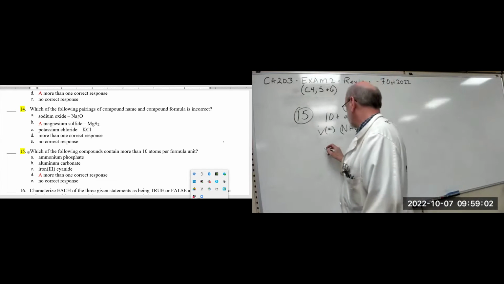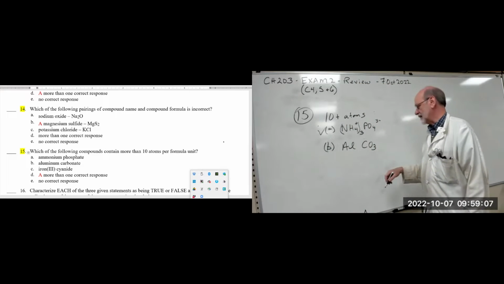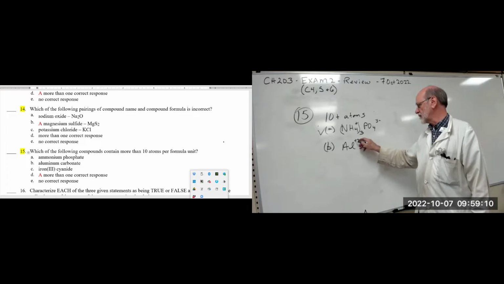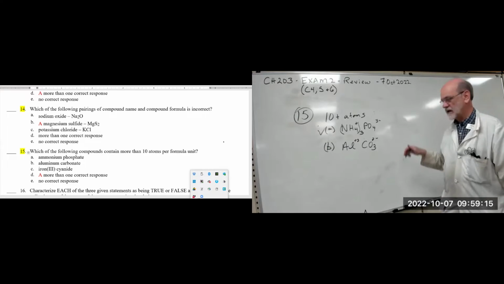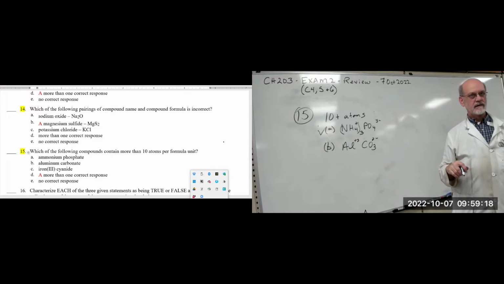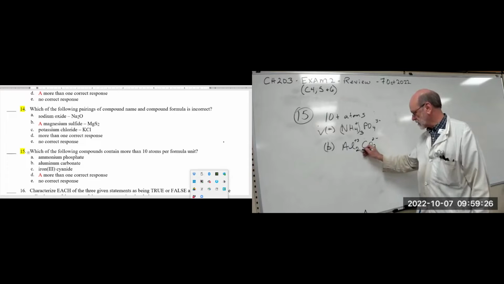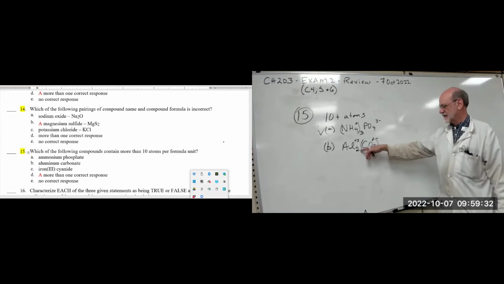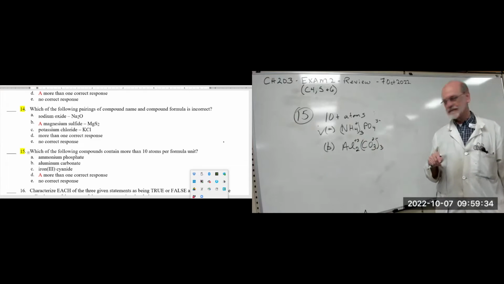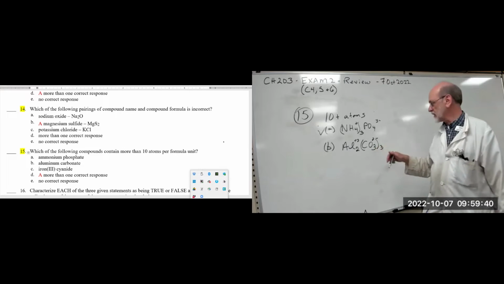B, aluminum carbonate. Aluminum has a +3 charge. Carbonate has -2. So how do you balance an odd and an even? A lesson from math class. Cross multiply. Bring a 2 over here and the 3 over here. 6 plus, 6 minus. So let's see, we have 2, 3, 4, 5, and 9 is 14. There's another one.